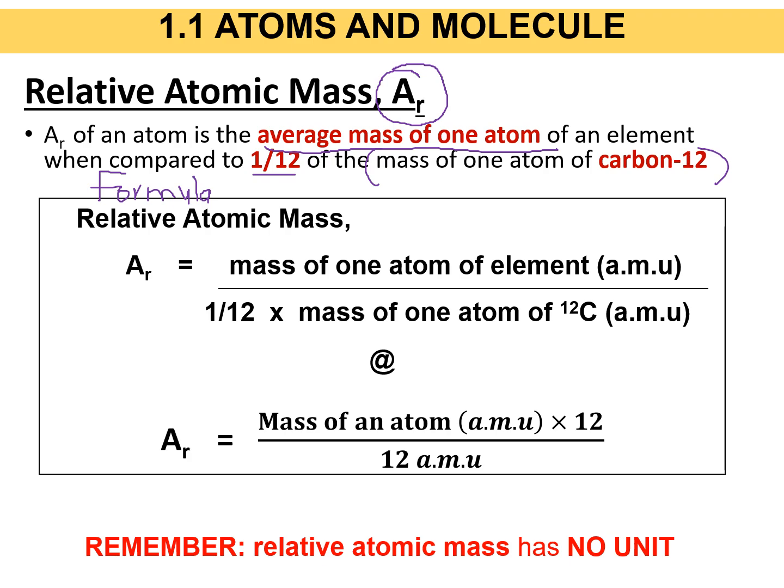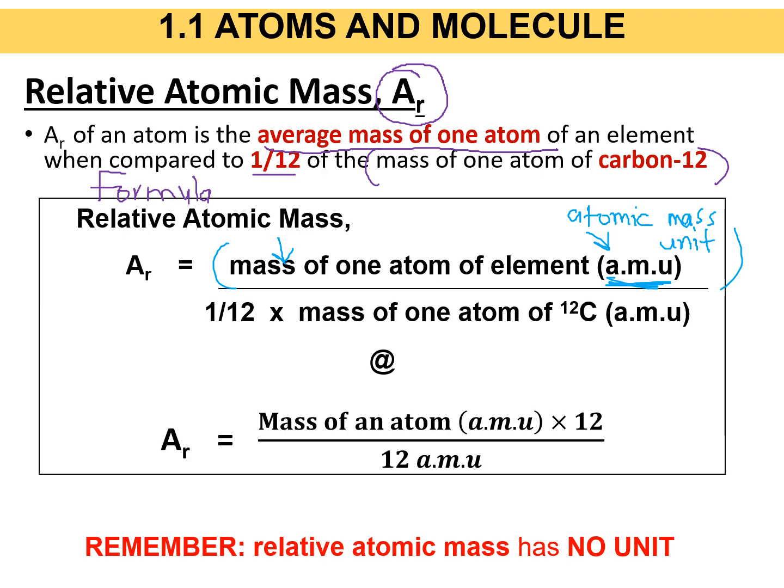This is where you put the mass of whatever you want to calculate. Relative atomic mass of what? Hydrogen, oxygen. But you have to make sure you put it in the unit of AMU. What is AMU? AMU is atomic mass unit. No matter which relative atomic mass you want to find, put it at the top, but it must be in atomic mass unit.